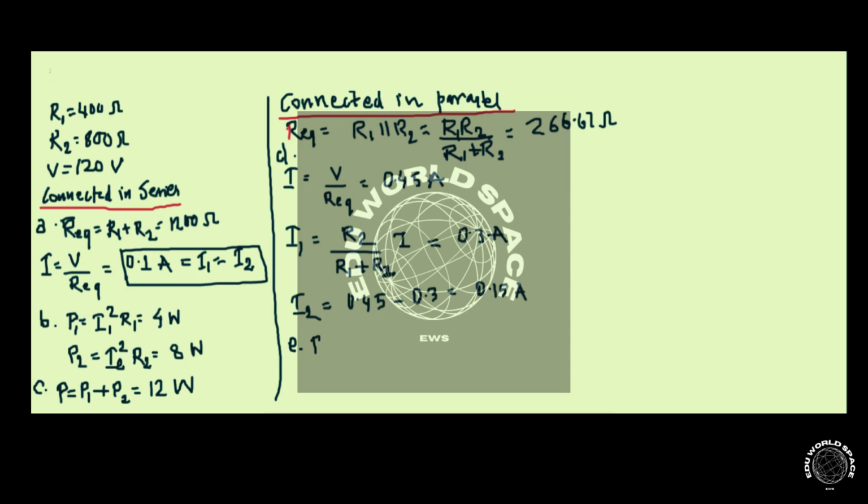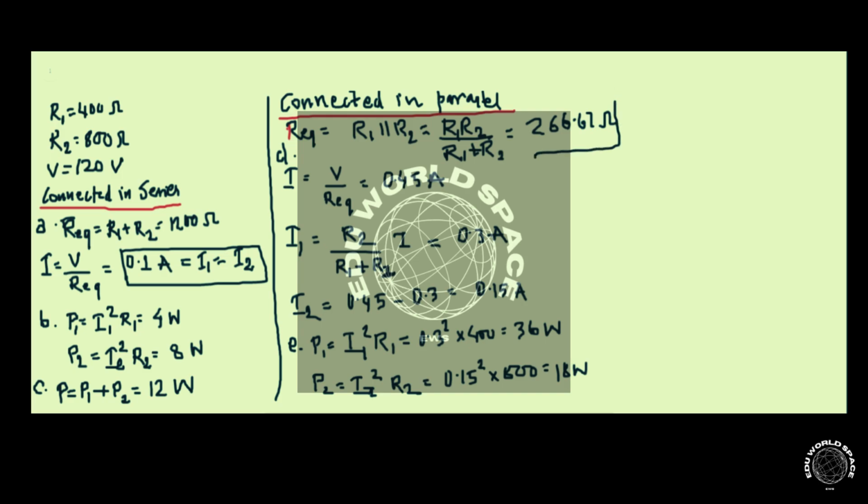Again, using the same formula, power dissipated P1 equals I1 squared R1. Now this is equal to 0.3 squared into, what is R1? 400. So this comes out to be 36 watts. Similarly, P2 is equal to I2 squared times R2. So this comes out to be 0.15 squared times 800. This comes out to be 18 watts, right? So we are done with part E of the question.